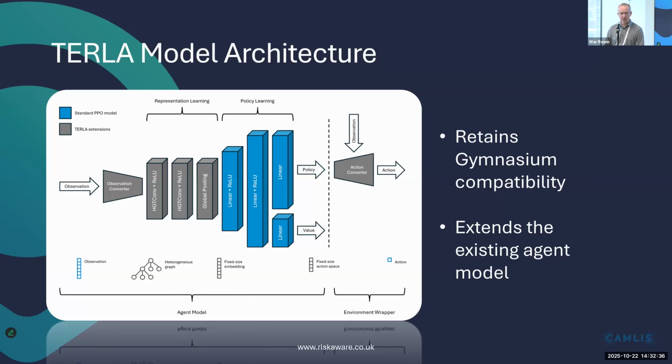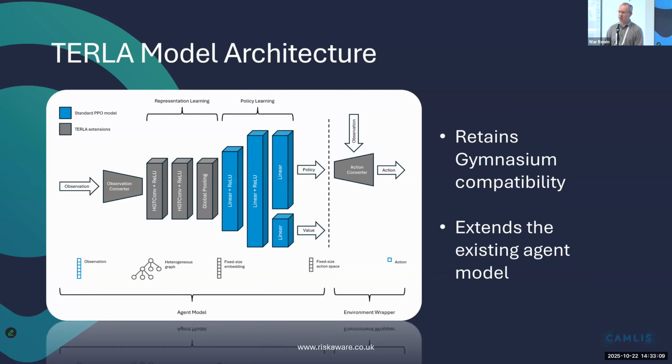So the TERLA architecture is split into 2 stages. The first of those is a representation learning stage. So the first thing we do is convert the observation into a heterogeneous graph, and then that gets passed through several graph transformer layers before having global pooling in the node dimension. And that gives us a fixed size latent embedding, which represents a sort of aggregated network state. And that provides a fixed size input to the policy learning stage.